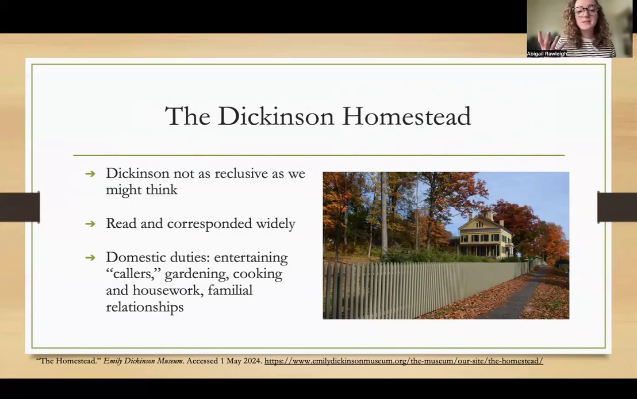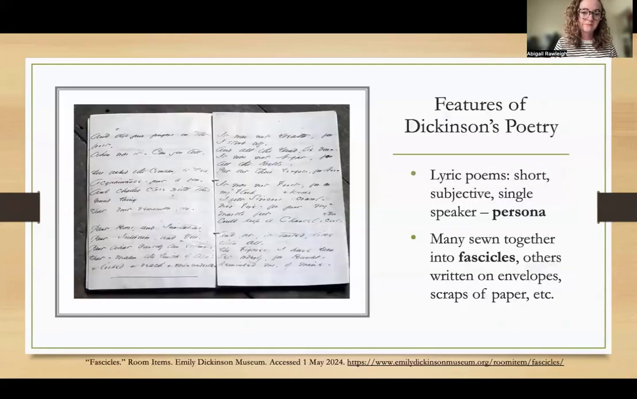She also had a variety of domestic duties: entertaining callers, gardening, cooking and housework, maintaining familial relationships. In a letter, her sister Lavinia says that she did all the housework so Dickinson could write. So I guess it's kind of contested who actually did these sorts of things. But Dickinson spent her life with her family in the family home, as you can see in this picture, and especially in the garden that she so loved at the Homestead.